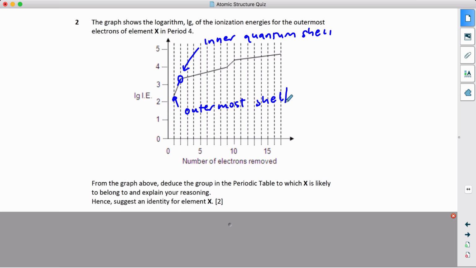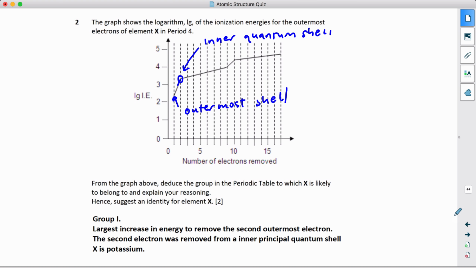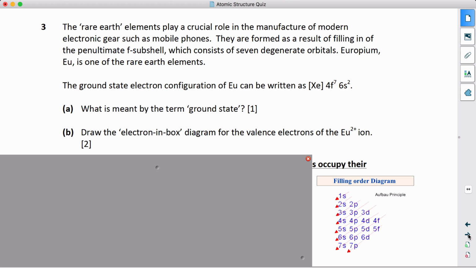So let's see how we answer this. This element must be in group 1. There's a largest increase in energy to remove the second outermost electron, so this second electron must be from an inner principal quantum shell. So this element is potassium. How do you know that? Because it's in period 4. Okay, so let's look at the third question.